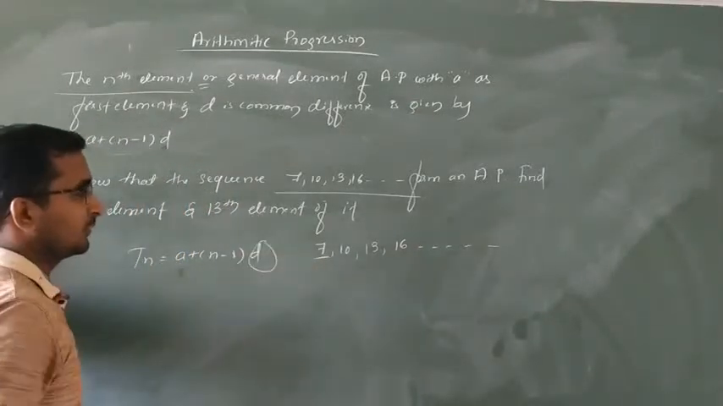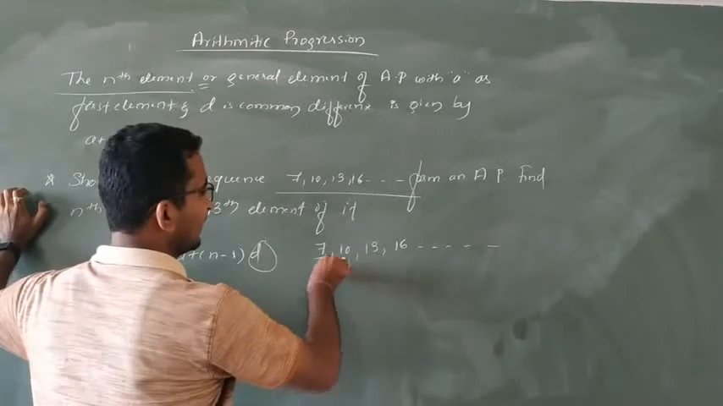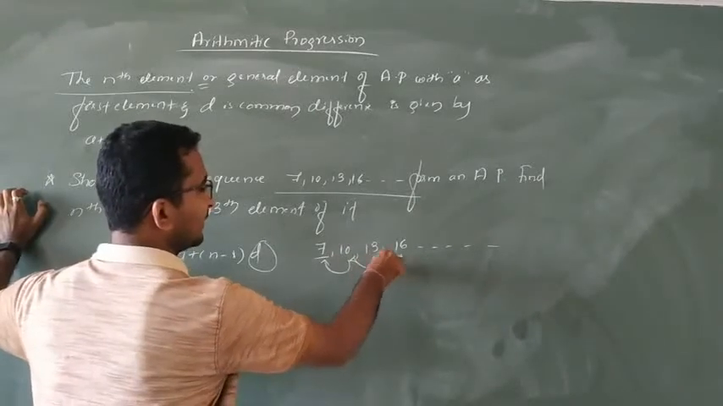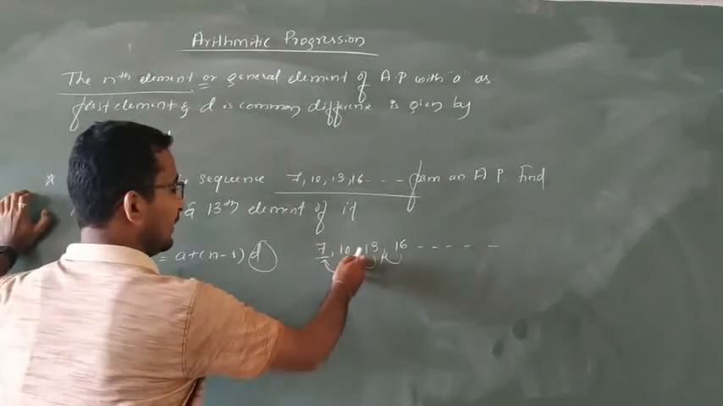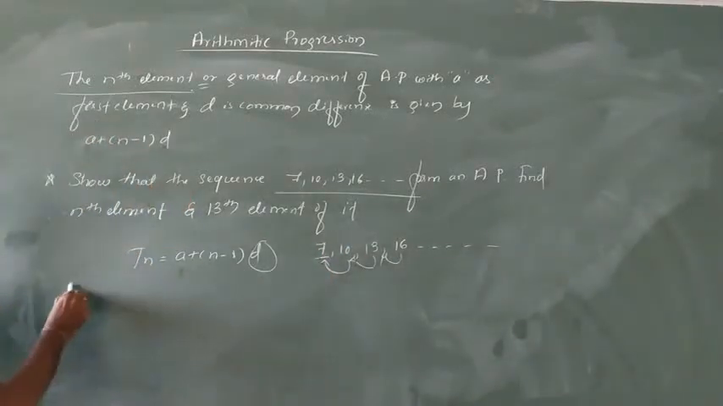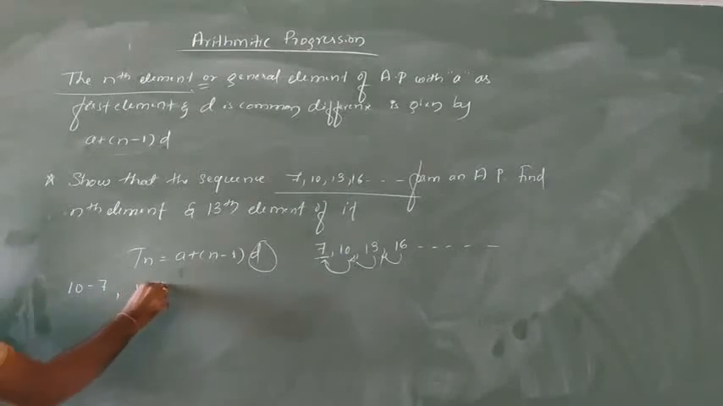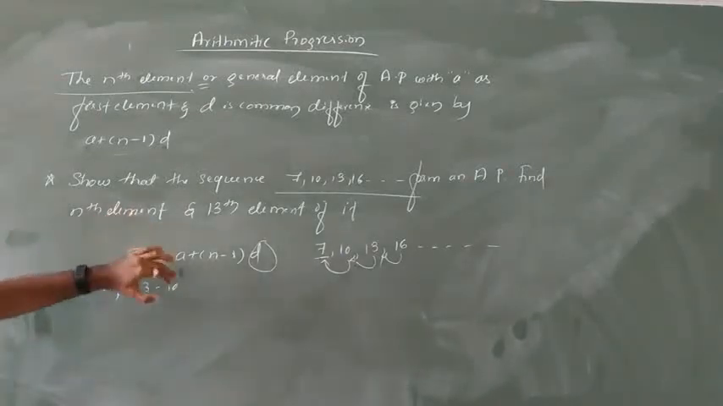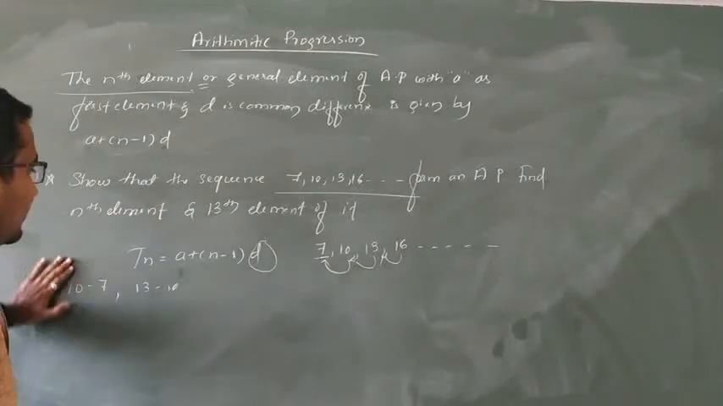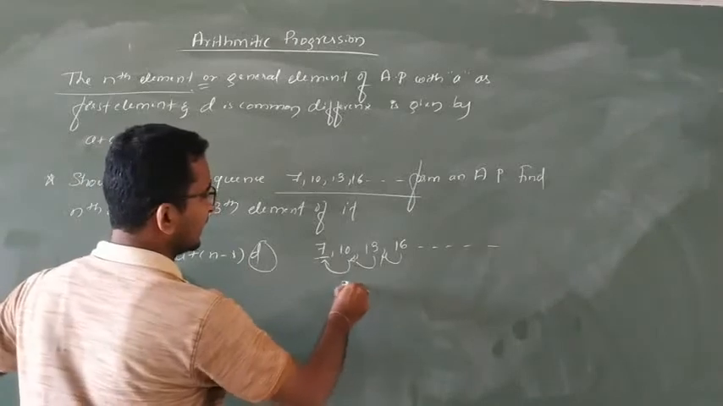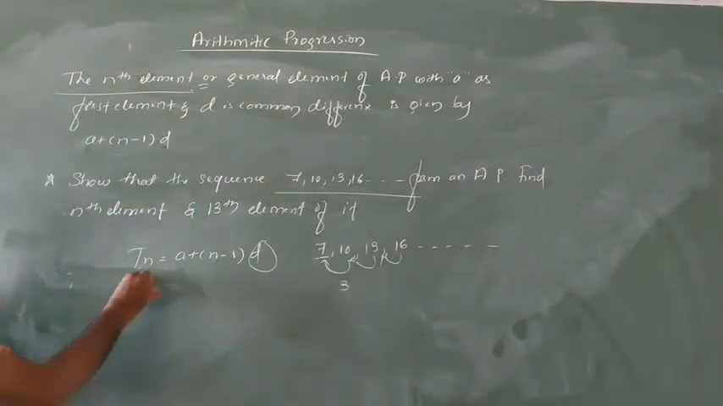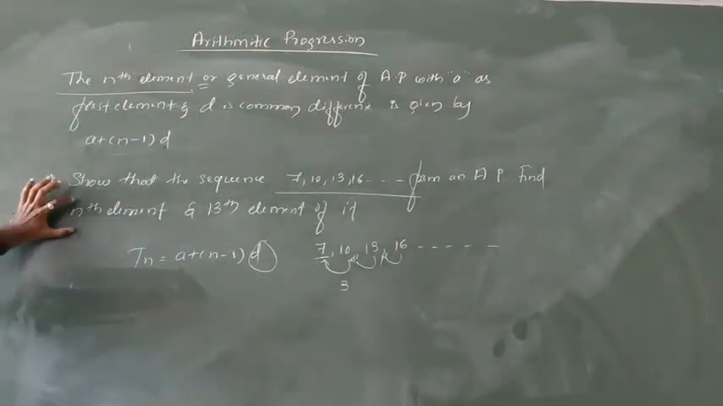How are we going to find D? That is B minus A, C minus B, D minus C. So we have to subtract the first element from the second element, that is 10 minus 7, 15 minus 10, like that. The second element minus the first, the third minus the second, like that, we find D. Then the common difference here is 3. So now we are going to find the nth element.